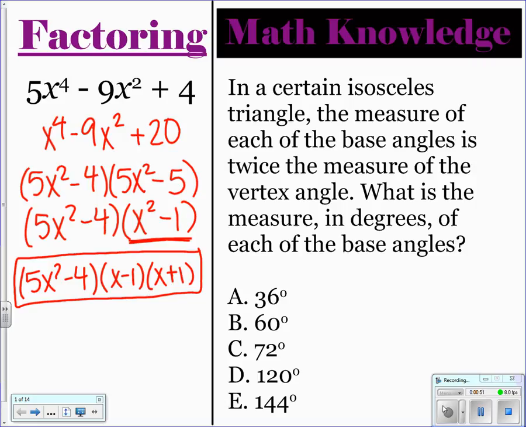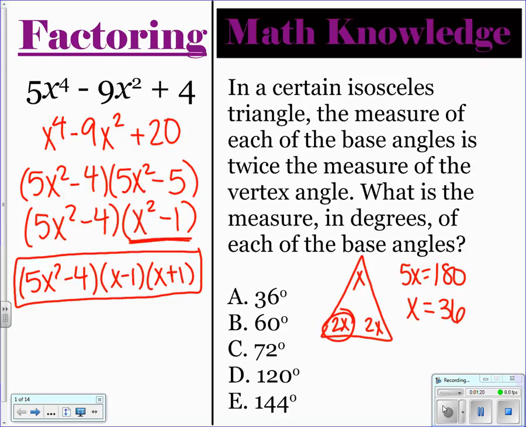For the math knowledge question, we have an isosceles triangle, and it says the base angle is twice the vertex angle. So this is our vertex angle. So the base angles are each twice the vertex angle. So that means that we have 5x equals 180. So x equals 36. So what is the measure of the base angle? Well, the base angle here is 2 times x. So 2 times 36 is 72. So that would be your answer for your math knowledge question.